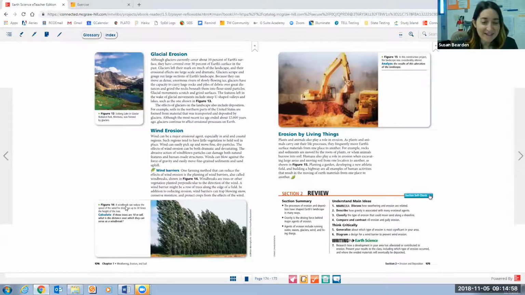All right, okay, and then I'm going to look at this picture. I'm just looking at the picture. I see trees that look kind of like juniper trees, and I see that it looks like they're being blown in the wind. Okay, so let's read our caption. A windbreak can reduce the speed of the wind for distances up to 30 times the height of the tree.